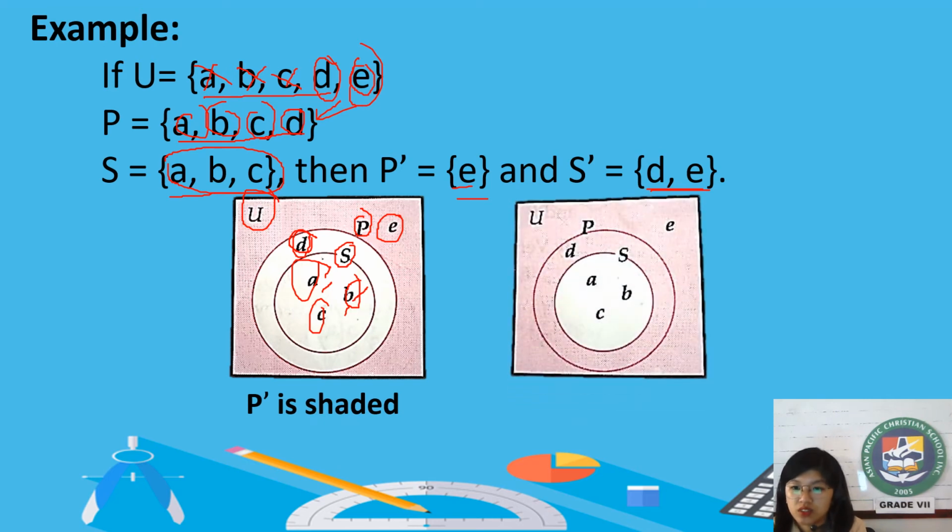And next one, we have S prime or the complement of S. Kung ito, P prime or the complement of P, ito naman ay S prime or the complement of S. Kagaya din siya. We have the elements of set S, A, B, C, and set P, we have A, B, C, D. And dun sa universal set, we have E.